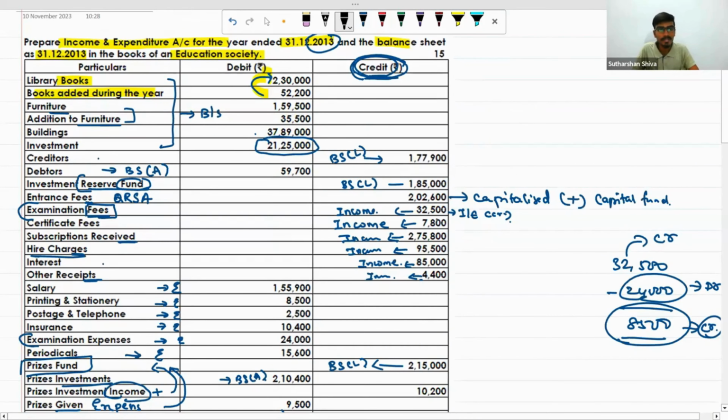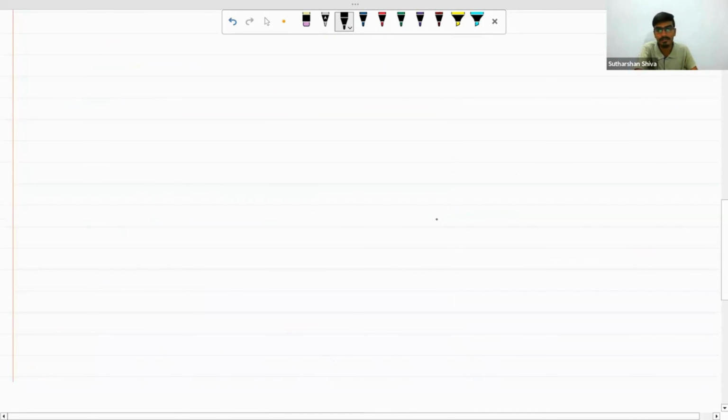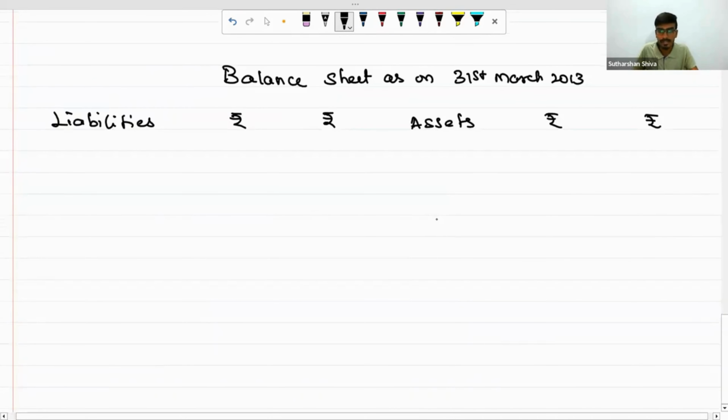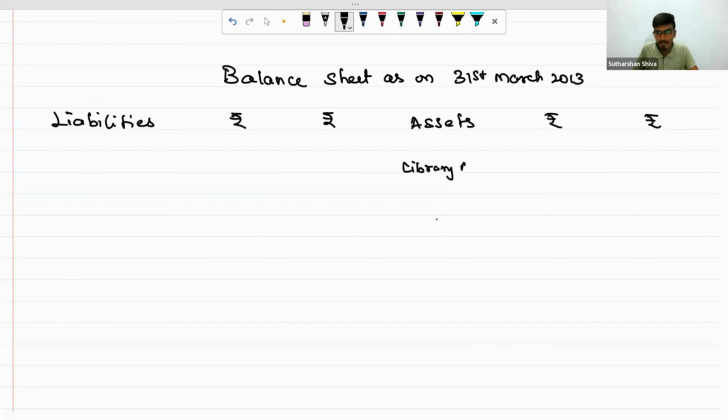Just simply do the posting. They have given library books. Books will be added. 2,30,000, 52,200 they have given. We will directly go for the asset side and we will write. First, we will write library books. What is the library books value? 2,30,000 they have given. Addition they have given. Add, you will write purchases. Okay, add purchases, that is 52,200.